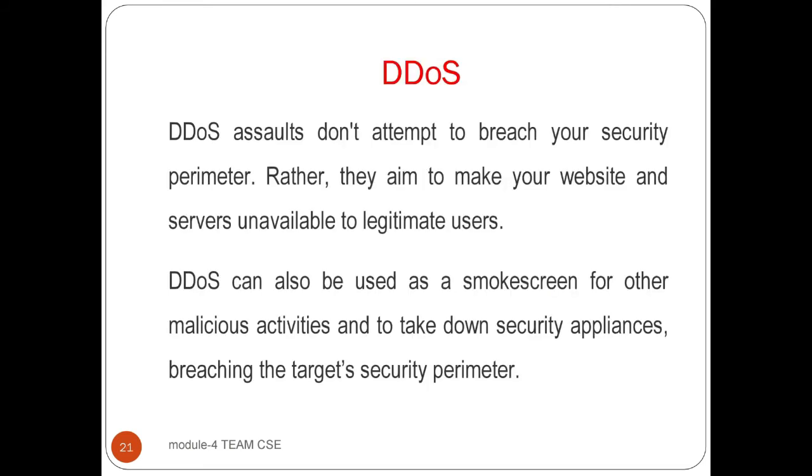DDoS assaults don't attempt to breach your security perimeter. Rather, they aim to make your website and servers unavailable to legitimate users. That is the main aim of DDoS. DDoS can also be used as a smokescreen for other malicious activities and to take down the security appliances, breaching the target security perimeter. Next slide please.